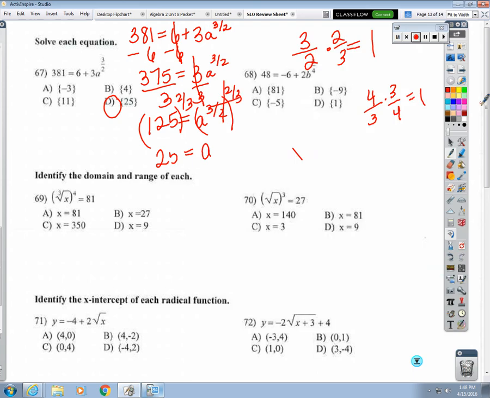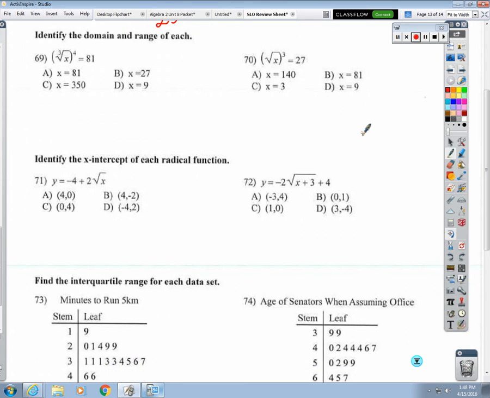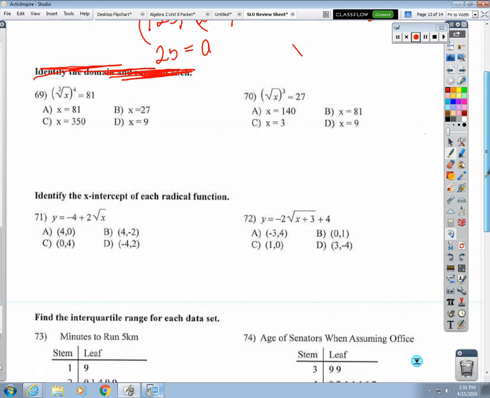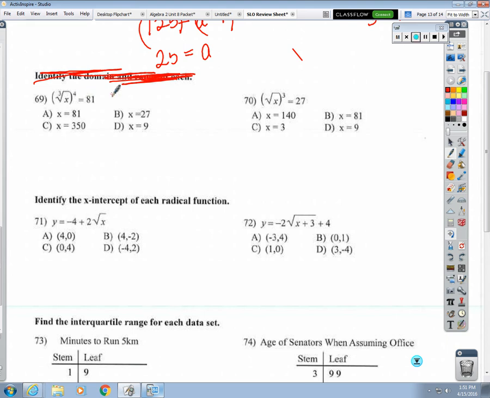Okay, number 69. Identify. The directions are wrong here. That shouldn't have been there. It should have still stayed under this section. Solve each equation. Why don't y'all take a minute and try that one by yourself? Go. 69. The first. Now remember, I'm going to go over it the right way, but there is always the option of plugging in each one until you find the one that equals 81.